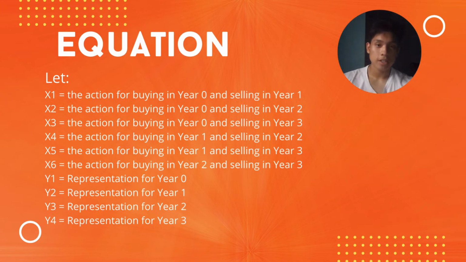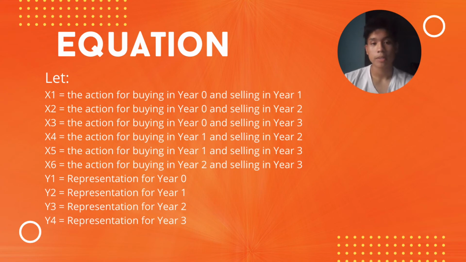So now for the equation, let x1 equal the action for buying in year 0 and selling in year 1. x2 equals the action for buying in year 0 and selling in year 2. x3 is equal to the action for buying in year 0 and selling in year 3. x4 equals the action for buying in year 1 and selling in year 2. x5 equals the action for buying in year 1 and selling in year 3. x6 is equal to the action for buying in year 2 and selling in year 3.